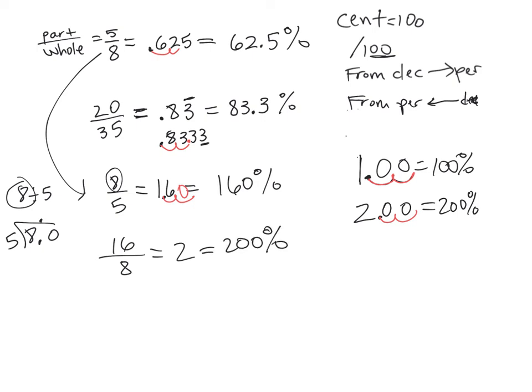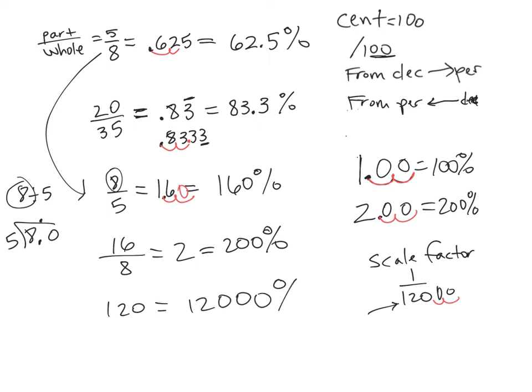Last section, 5.6, we did a scale model. Hopefully you watched that video. We did a scale model where the scale factor was 1 to 120. And we figured out that meant that it was 120 times bigger. So how much bigger is that as a percent? Well, 120 is 12,000%. So it is 12,000% bigger.